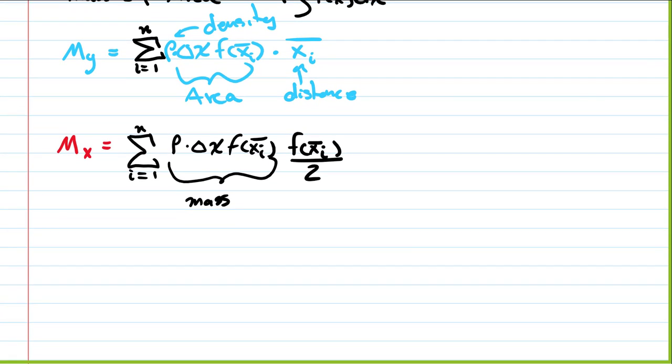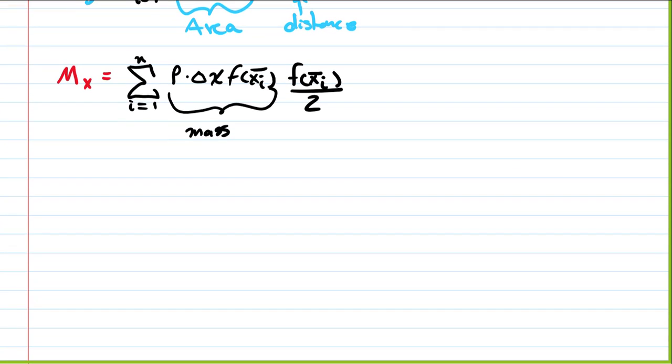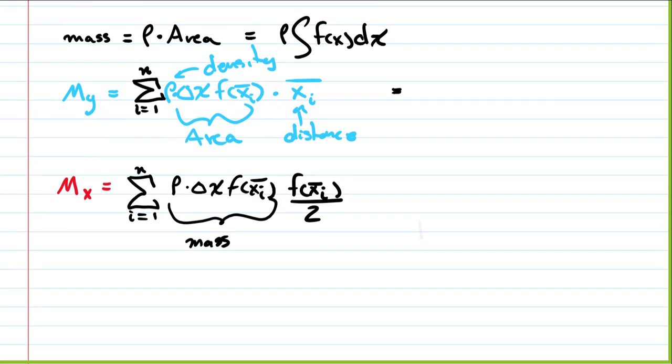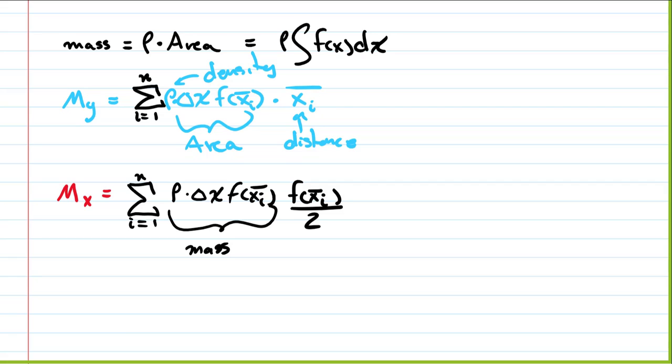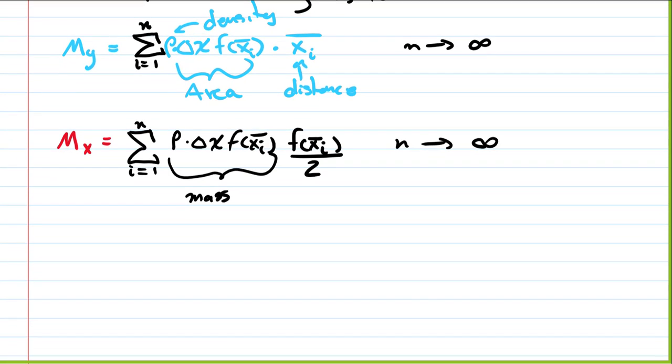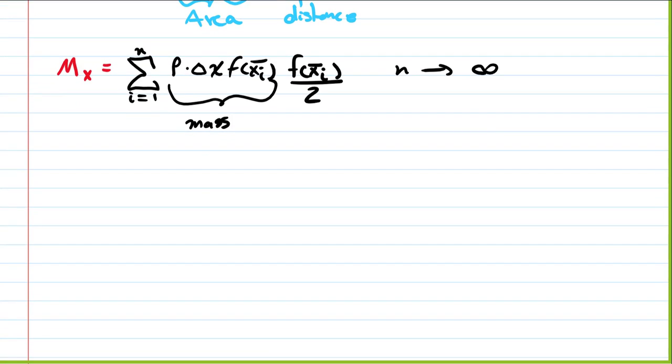So then, cleaning both of these up just a little bit, our m sub y, well, let's do it this way. If we have all of these things, if we let n go to infinity, our Riemann sums are going to converge to integrals. So in this one we have x times f of x. We get m sub y is going to be equal to the integral from a to b of our density times x times f of x dx.